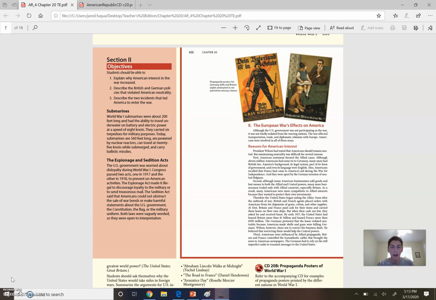Now, we talked about how World War I started in 1914 with the assassination of Archduke Ferdinand, the Allied powers and the Central powers taking sides, but the United States had not joined. Later on, we would join the Allied powers, but at first we stayed back. Woodrow Wilson, the president at the time, did not want the United States joining in the war.